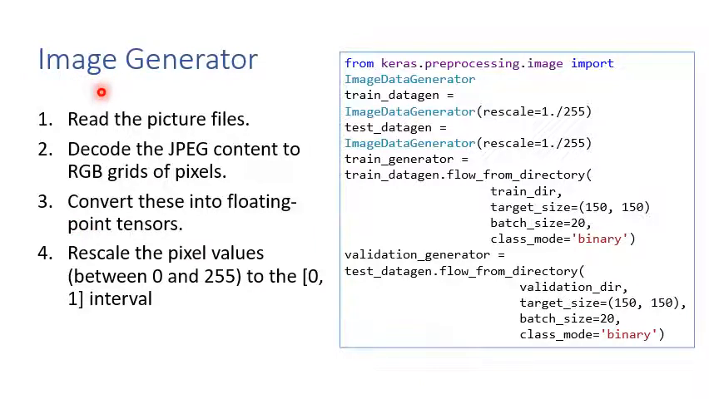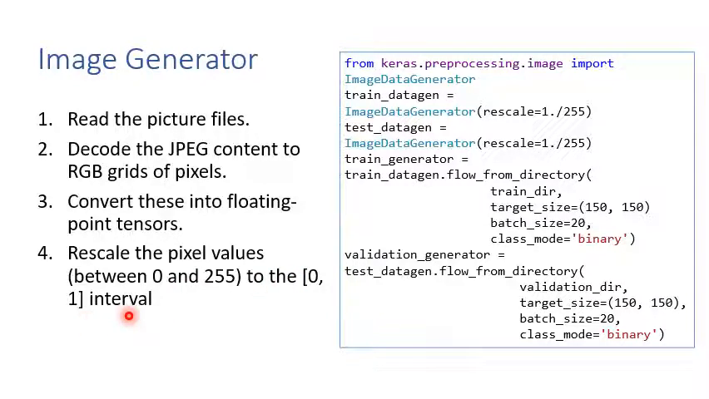The image generator will first read the picture files from a directory and then decode the images, usually saved in JPEG format. Decode the images into RGB pixels, and then convert those into floating point tensors. Also, we need to do the normalization, which rescales the pixel values. The original pixel values are between 0 and 255, saved as 1 byte, to the 0-1 interval.